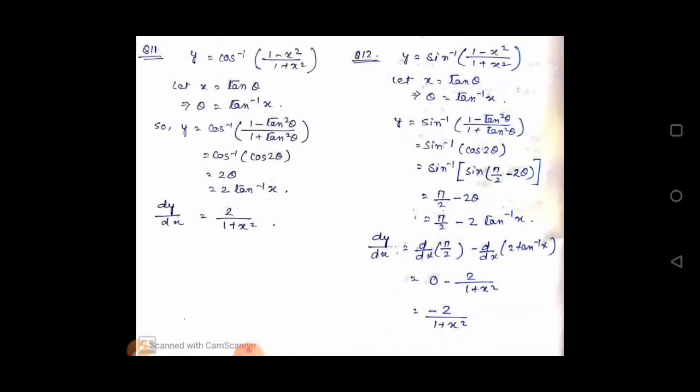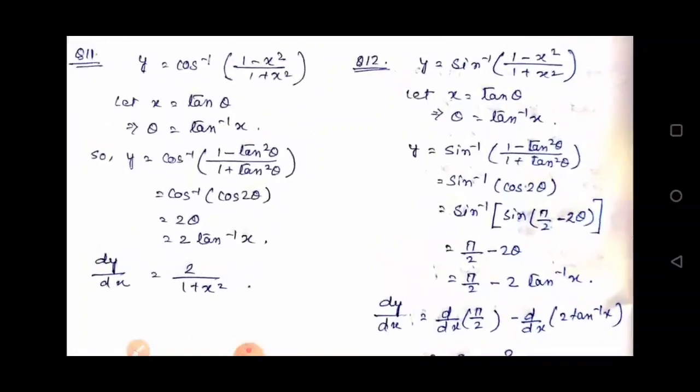Question number 11 is given y is equal to cos inverse (1 minus x square) by (1 plus x square), and question number 12 is given y is equal to sin inverse (1 minus x square) by (1 plus x square). See, in both the questions the only difference is question number 11 is of cos inverse and question number 12 is of sin inverse. So, first of all we will solve question number 11.